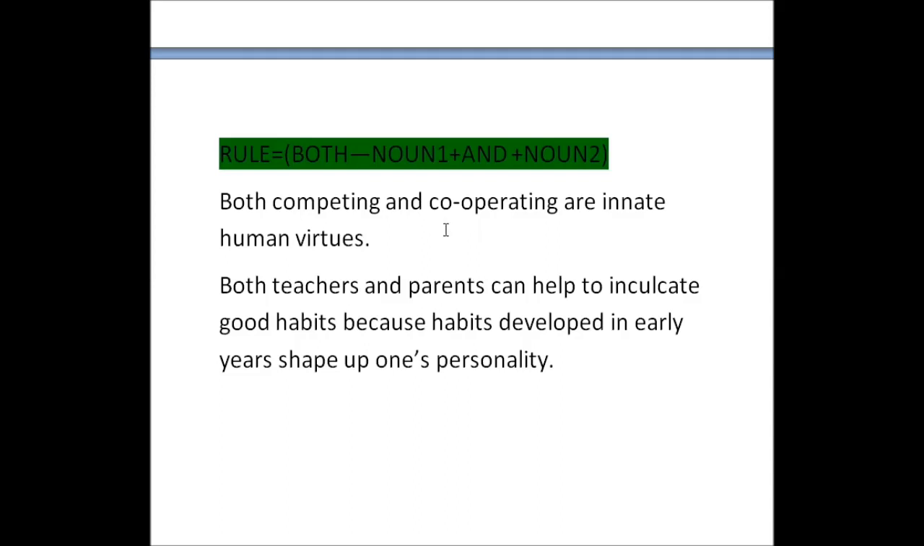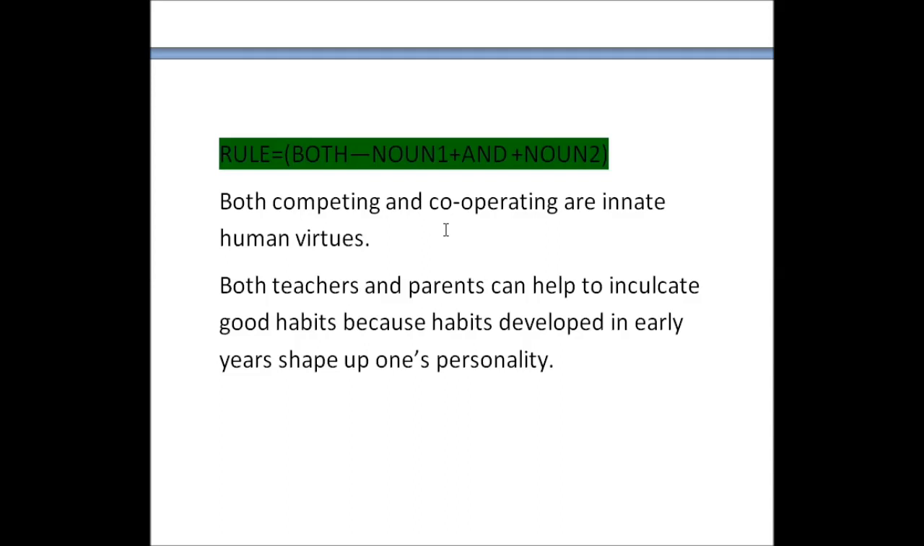And the next, this is the last one, sorry I said that beforehand. Now how to use both and. When we use both and, a compound sentence is formed. Okay, and to use it, for example, we have two nouns, noun number 1 and noun number 2, to combine both of them we use both and. For example, both competing and cooperating are innate human virtue. So competing is noun number one, cooperating is noun number two, we have combined them.